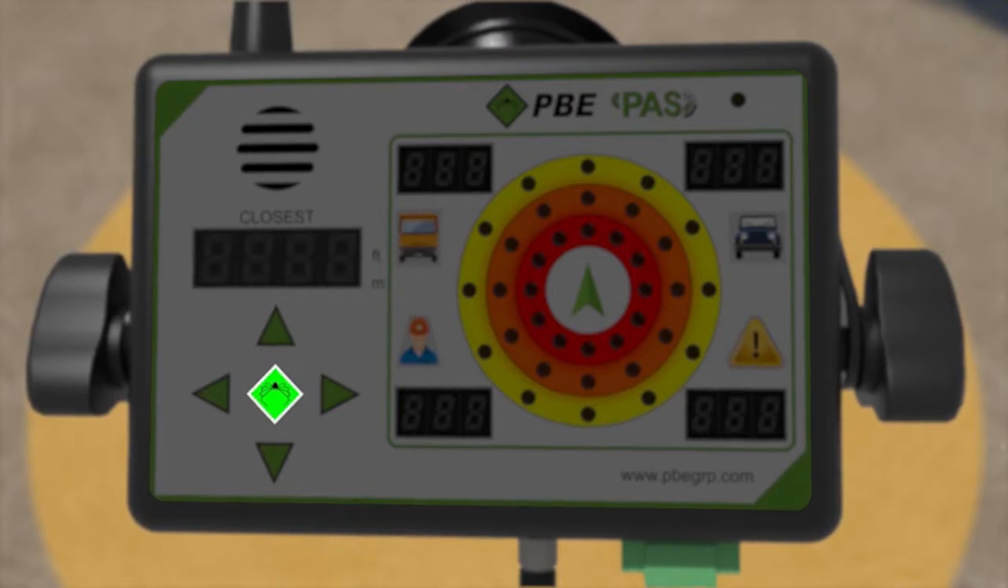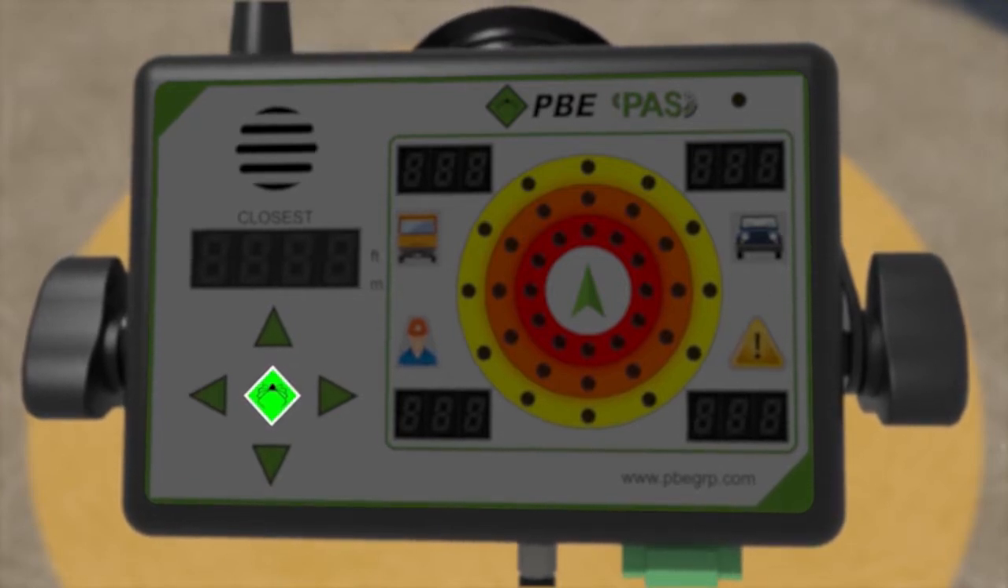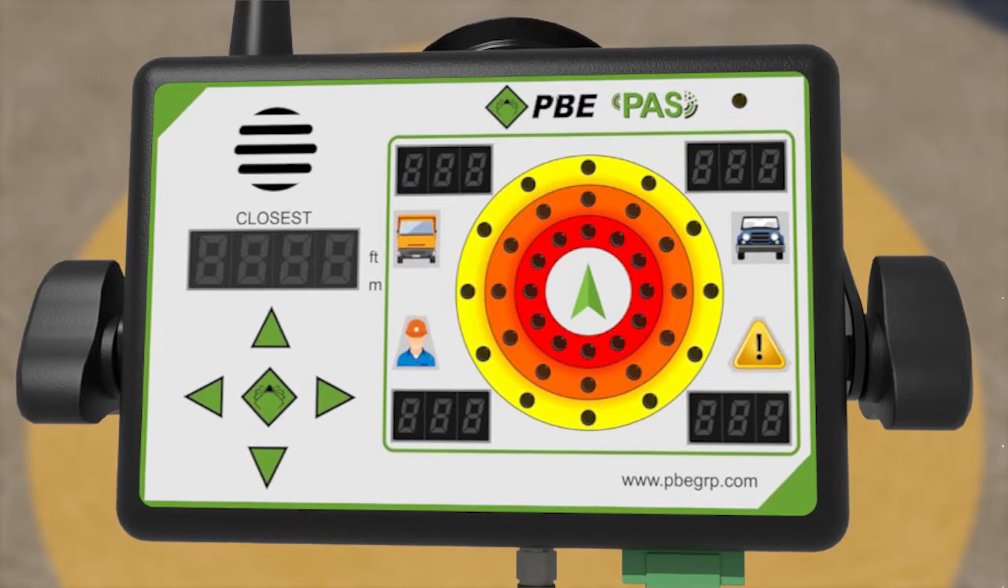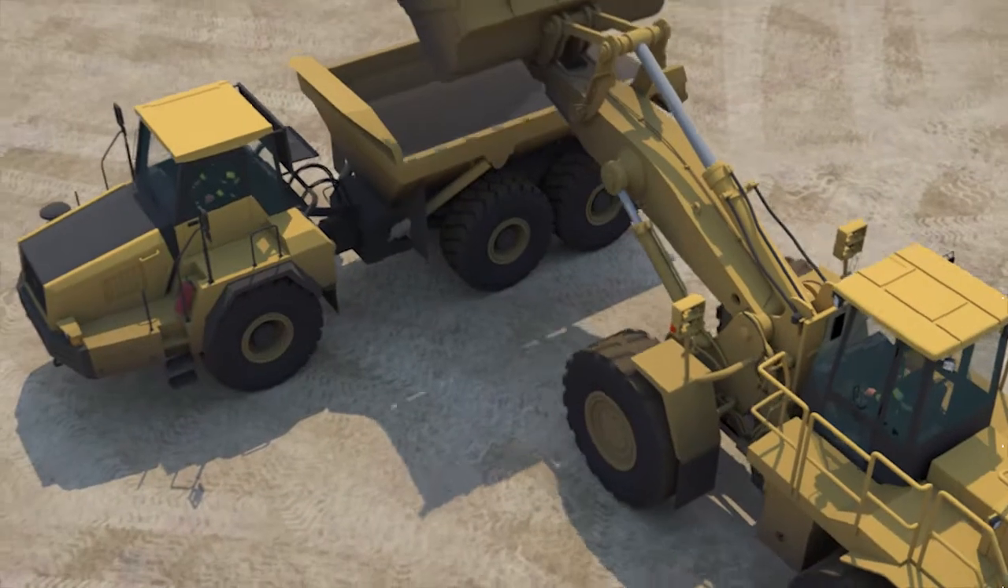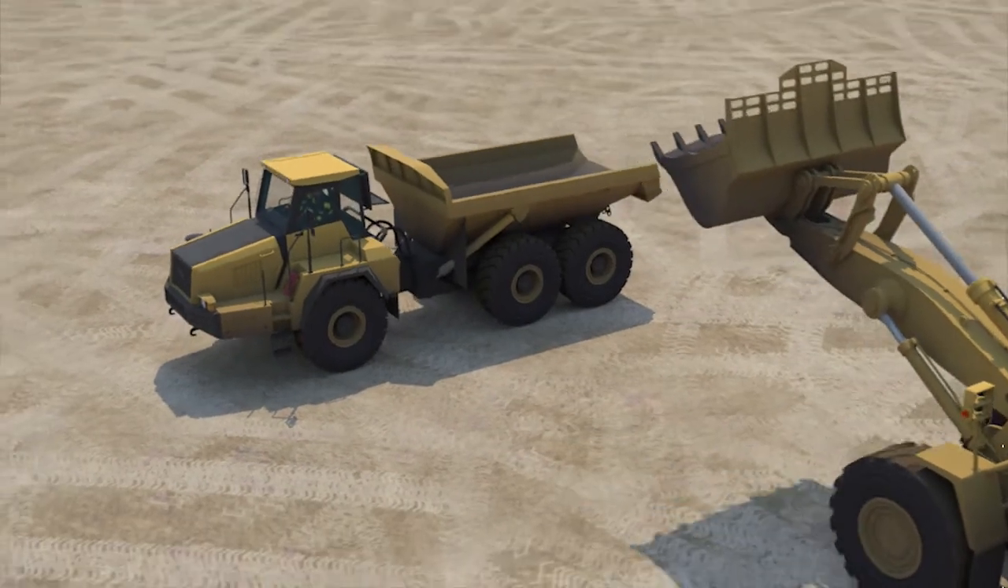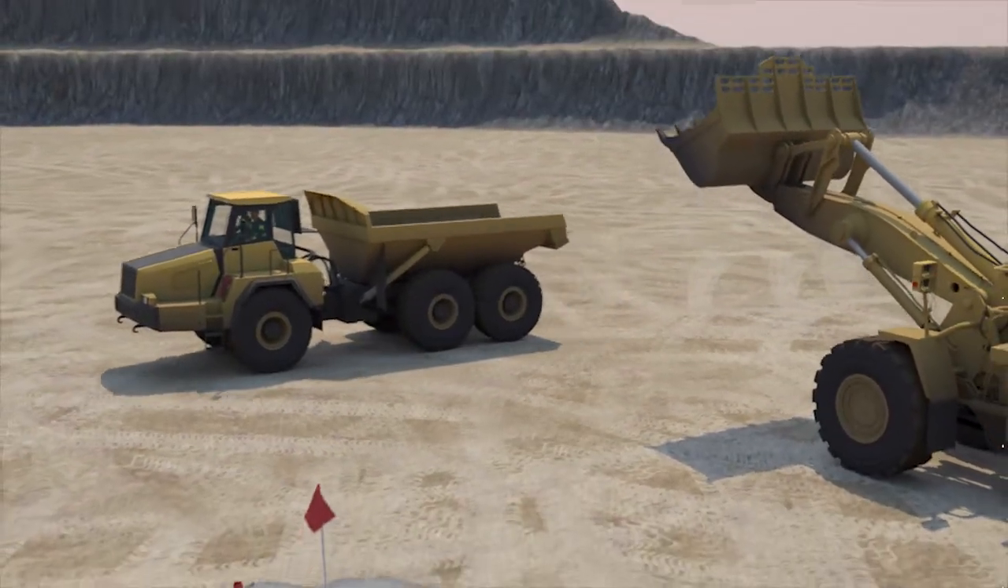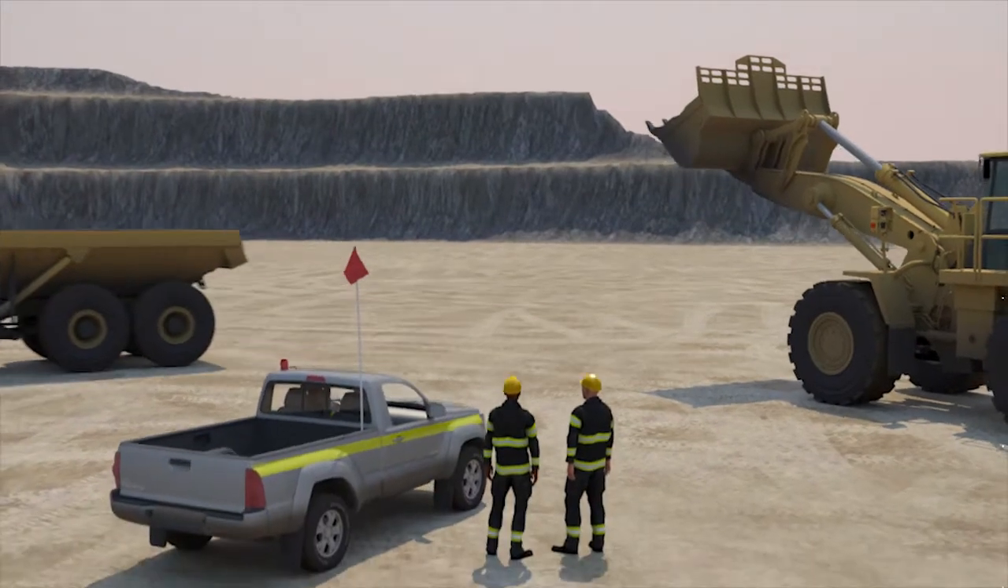This is the spider button used to link vehicles to each other. We will cover this unique functionality of the PASS system later in this video. Now that you better understand the PASS display, let's take a closer look at the functionality of the vehicle collision avoidance system in the workplace.